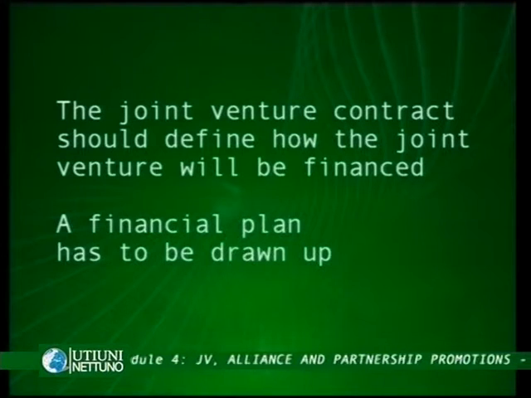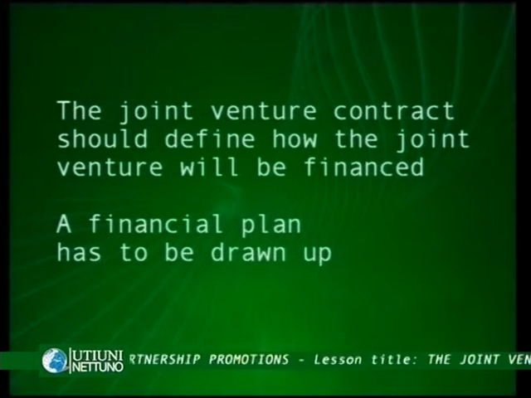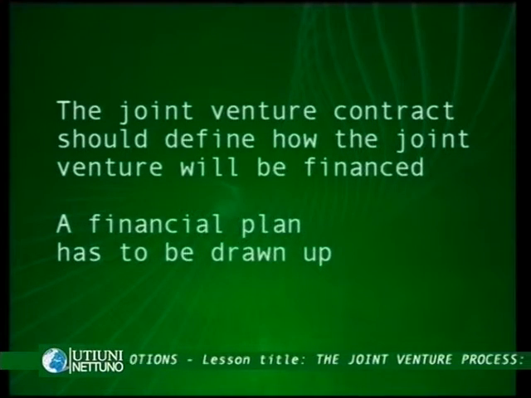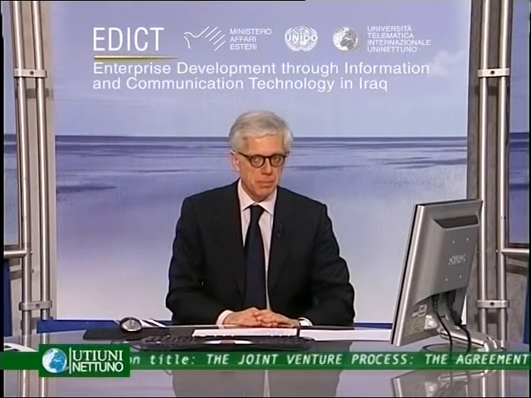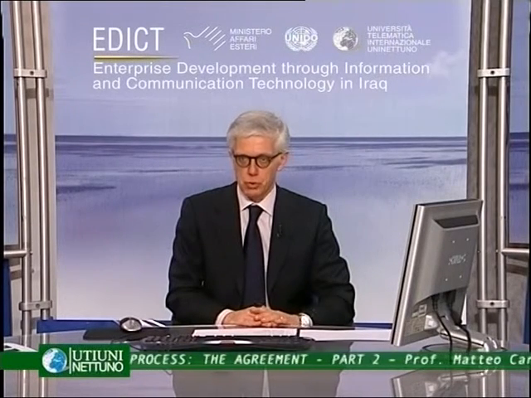The joint venture contract should define how the joint venture will be financed. So a financial plan has to be drawn up. Not only a strategic plan and an operational plan to define what the joint venture is expected to do and how it is expected to reach a competitive advantage, but also a financial plan which describes the operative cash flows, so the positive cash flows and the negative cash flows produced by the management of the joint venture.